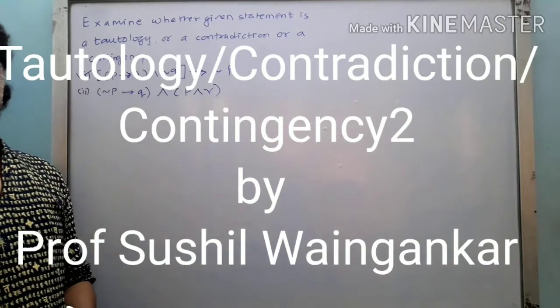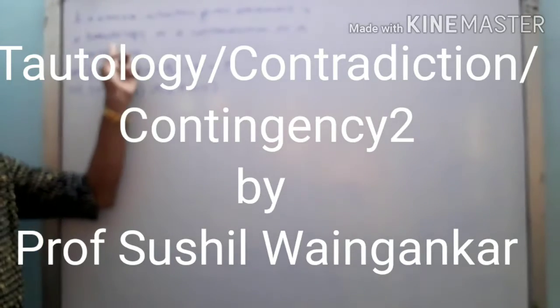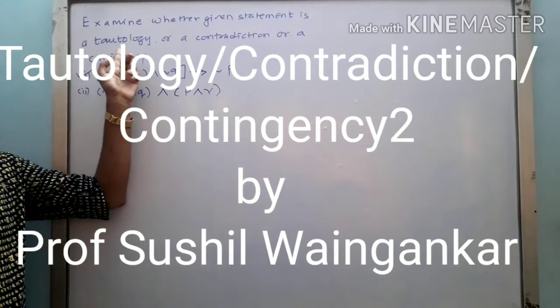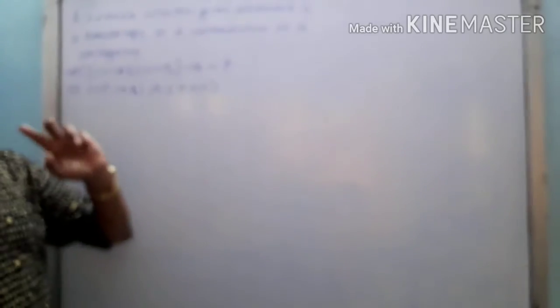Now we are going ahead with the second part, the second equation. We want to show whether it is a tautology. What is the meaning of tautology? The last column must contain all true; contradiction, all false; and contingency, either true or false.